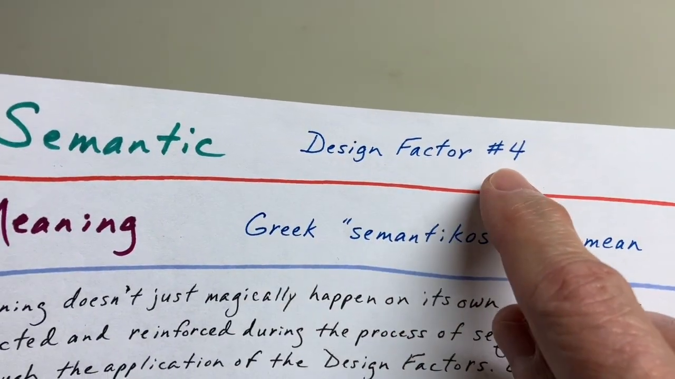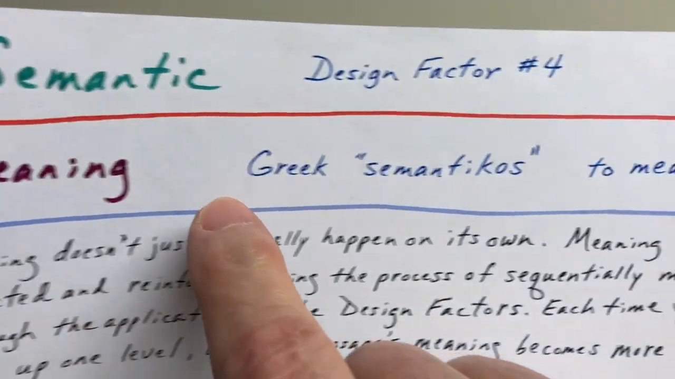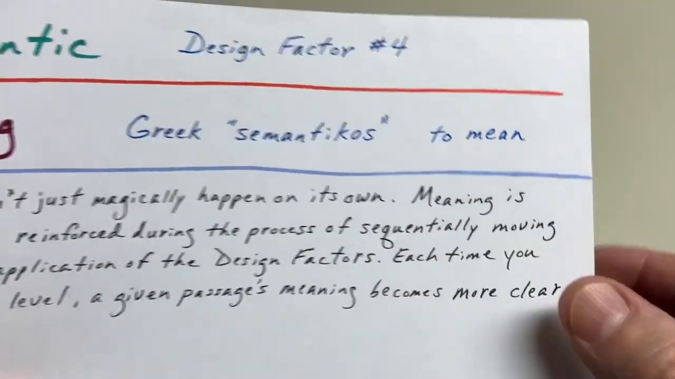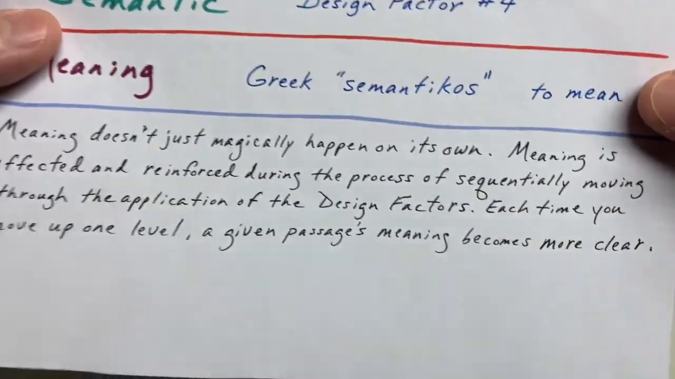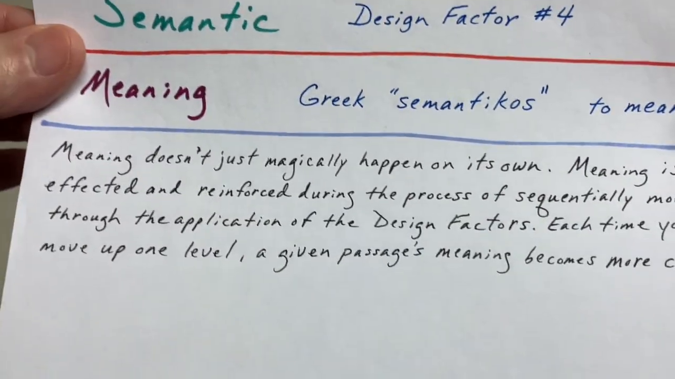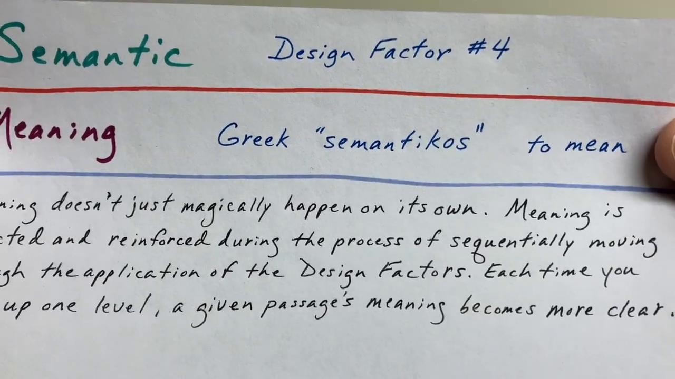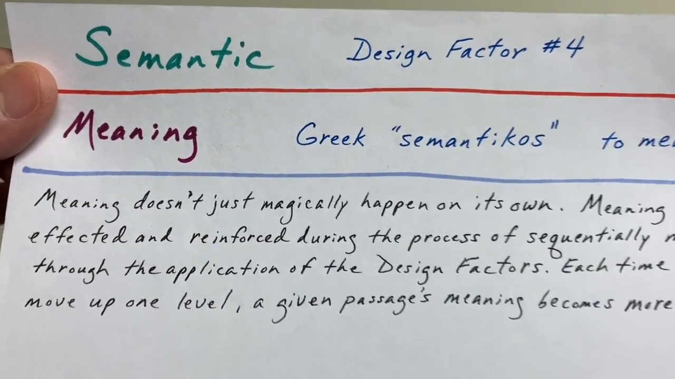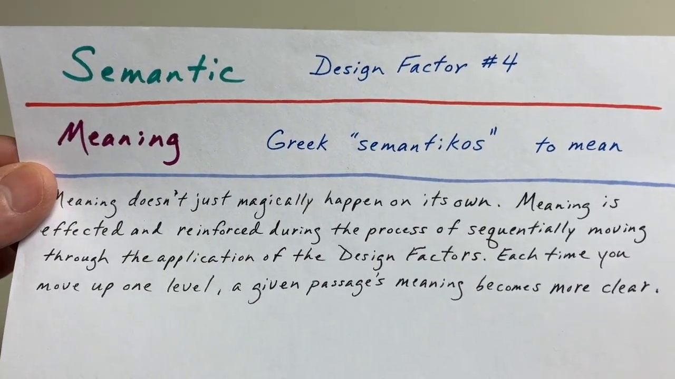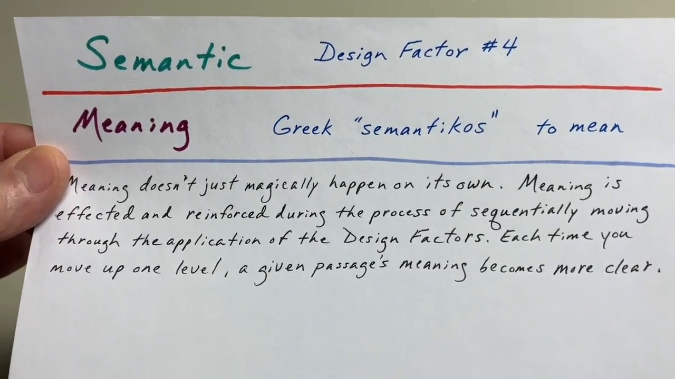Design factor number 4, we call semantic, and we're talking about meaning, because the Greek word semantikos means to mean. So it's pretty much the same word. All right? Meaning doesn't just magically happen on its own. Meaning is affected and reinforced during the process of sequentially moving through the application of the design factors. Each time you move up one level, a given passage's meaning becomes more clear. So let's take a little bit deeper look at that.